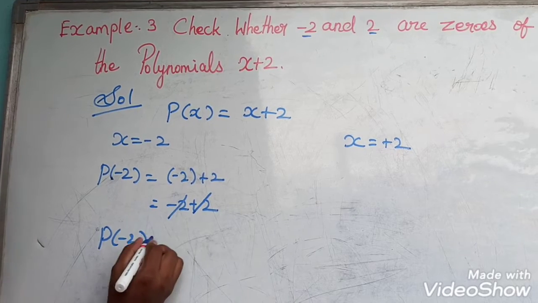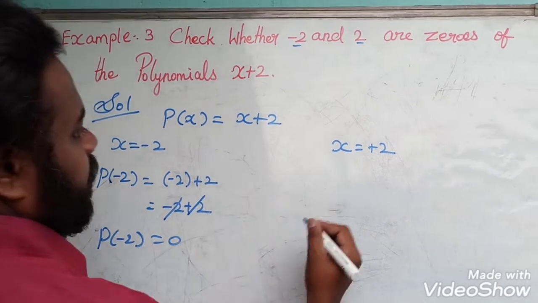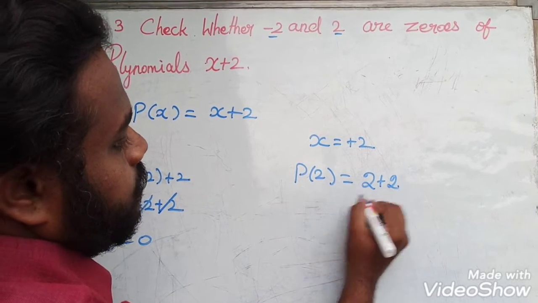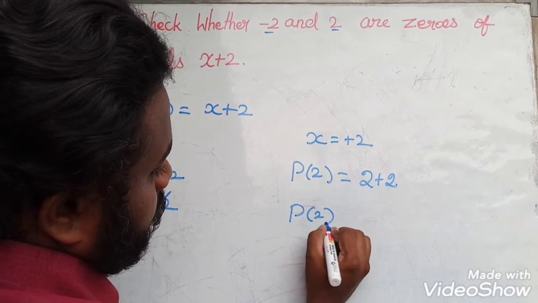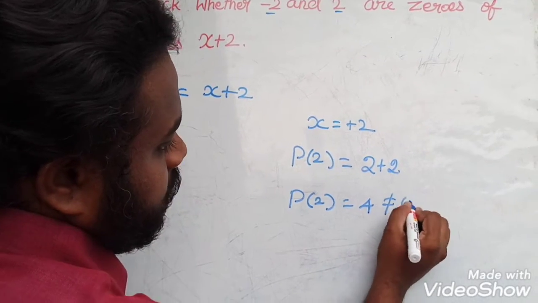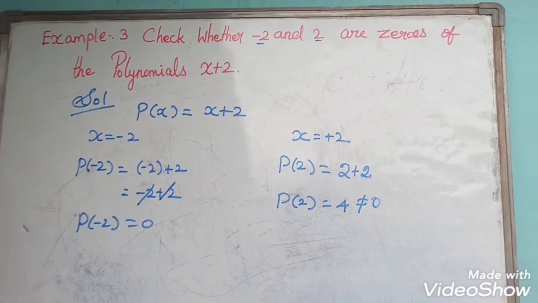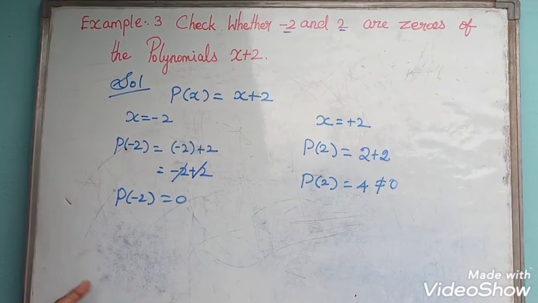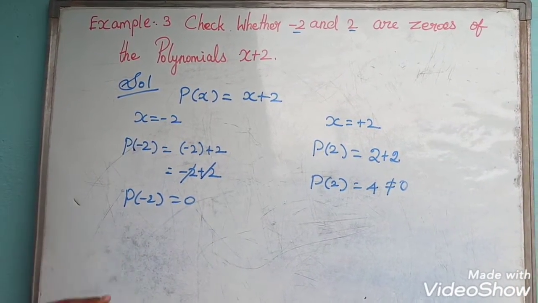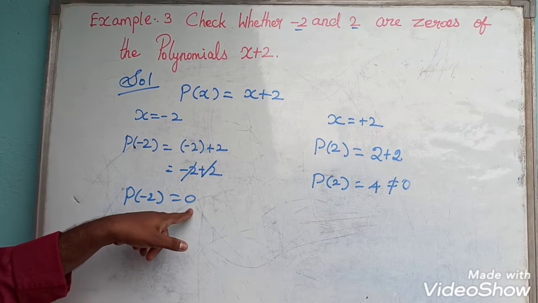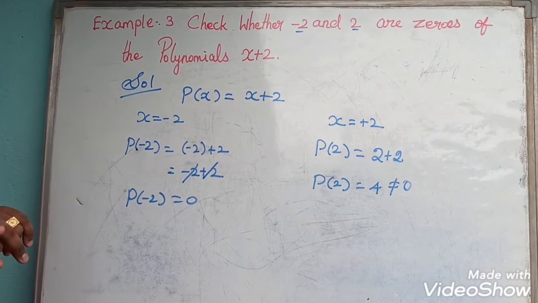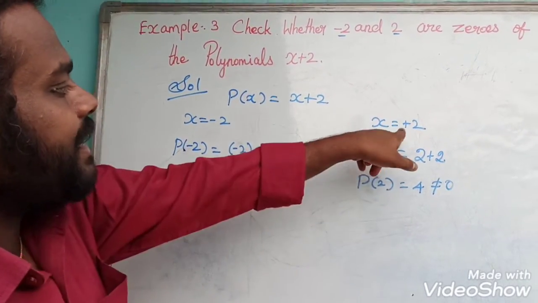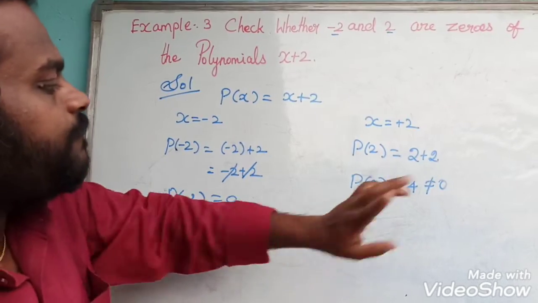So p of minus 2 equal to 0. The same way, here p of plus 2, which is equal to 2 plus 2. So p of 2, which is equal to 4, is not equal to 0. Already I told, we have to find the zeros of the polynomial. Zeros of the polynomial means p of x becomes 0. Here p of x becomes 0 when we substitute minus 2 instead of x. Here p of x is not equal to 0 when x equal to 2. It becomes 4 only.